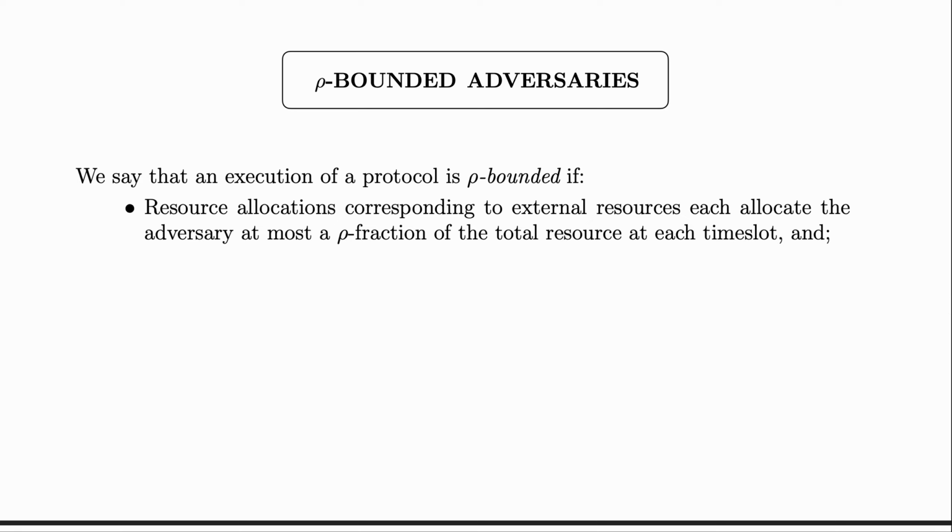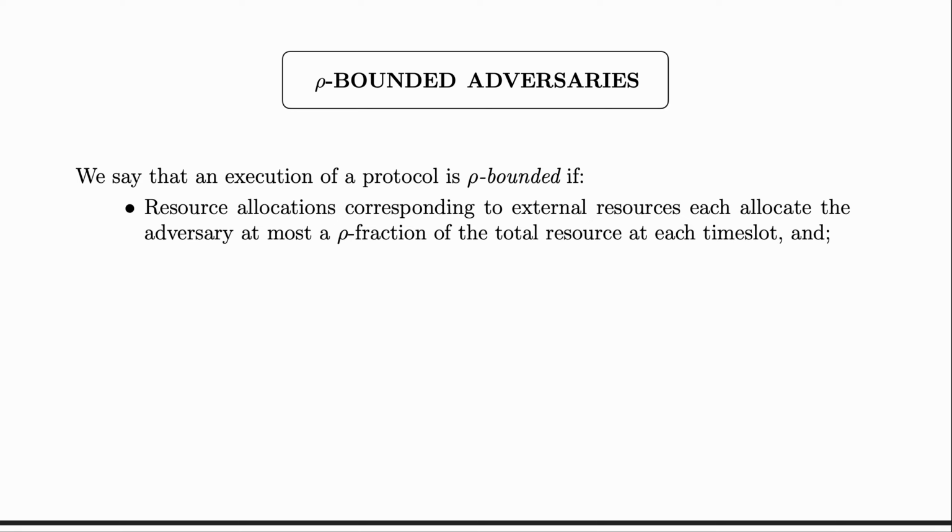Okay, and then we need to define what we mean by a row-bounded adversary. This definition will be fairly straightforward, fairly natural. So first of all, let's talk about execution. We'll say that an execution of a protocol is row-bounded. So let's deal with external resources first of all.